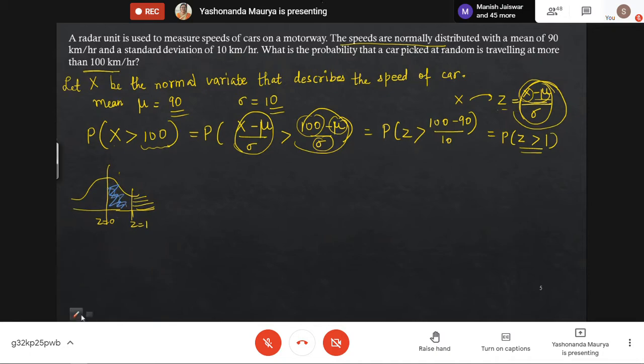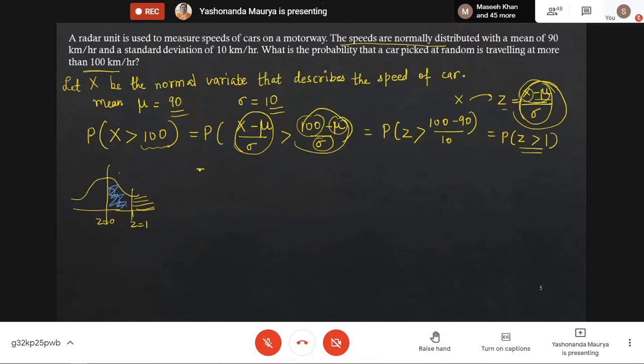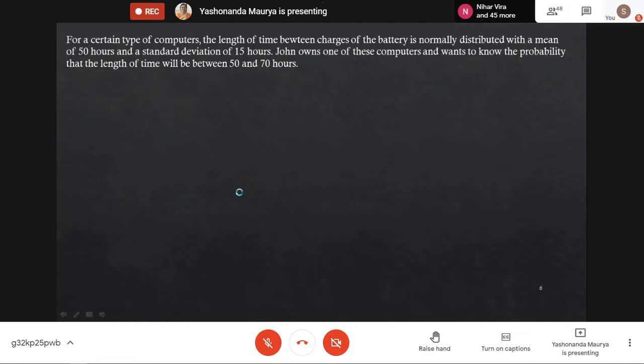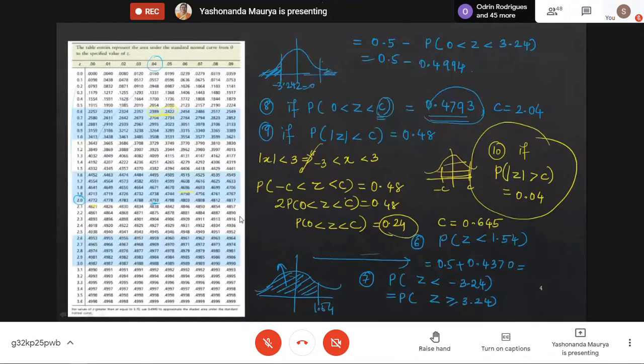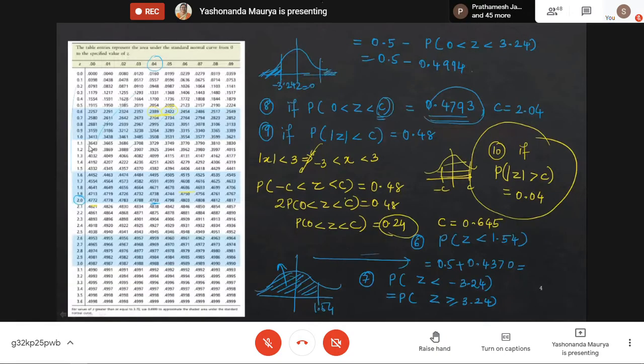So what we need to do over here is change this. This will be equal to 0.5. From this entire area, if I subtract this blue color area, I'll get the required result. So what do we get here? It is 1. Now you can refer to the table and get the answer. What is that answer over here? At z equal to 1, what is it? 0.3413.